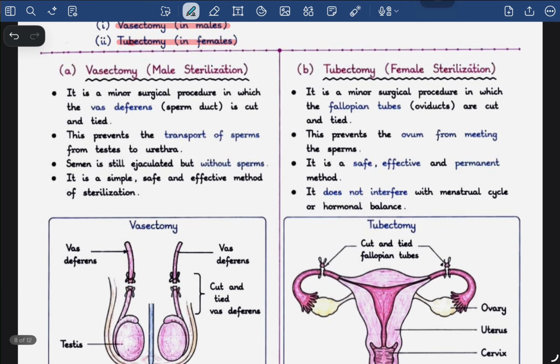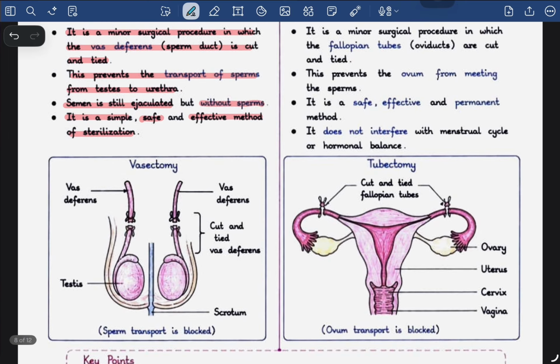So what is done in case of vasectomy? It is a minor surgical procedure in which the vas deferens is cut and tied. This prevents the transport of sperm from the testis to the urethra. Semen is still ejaculated but without any sperms. It is a simple, safe, and effective method of sterilization.